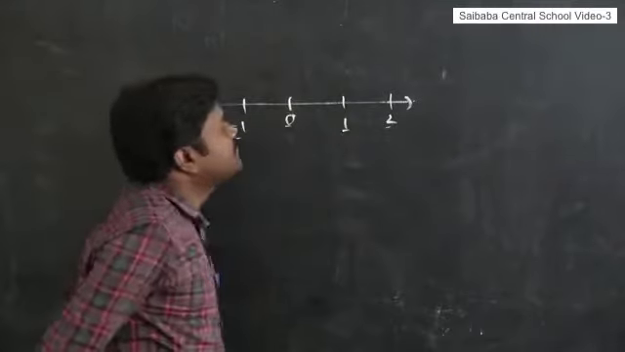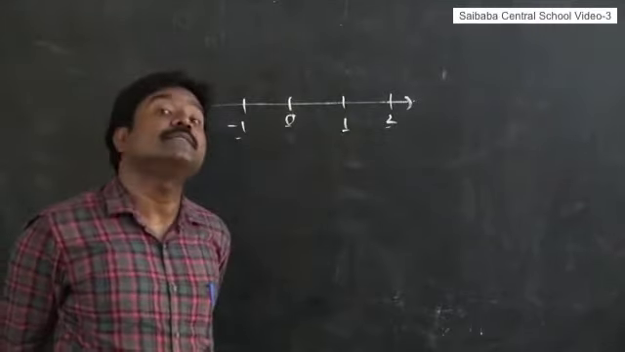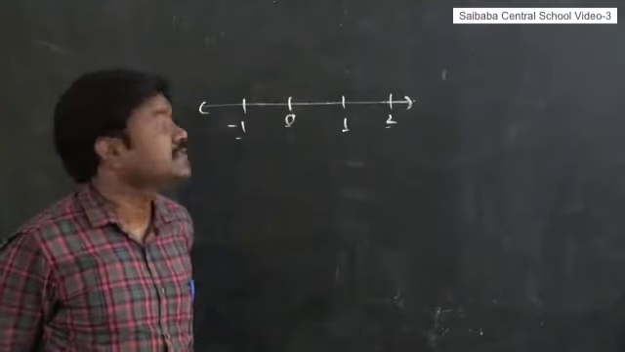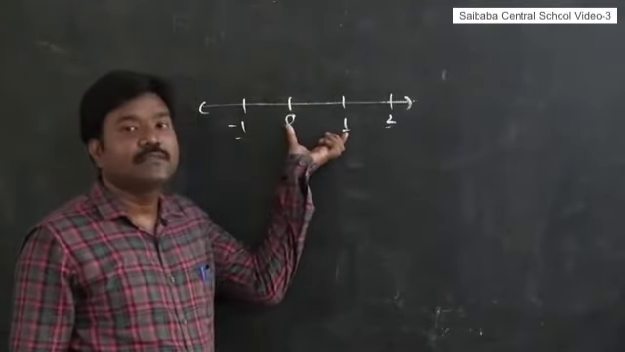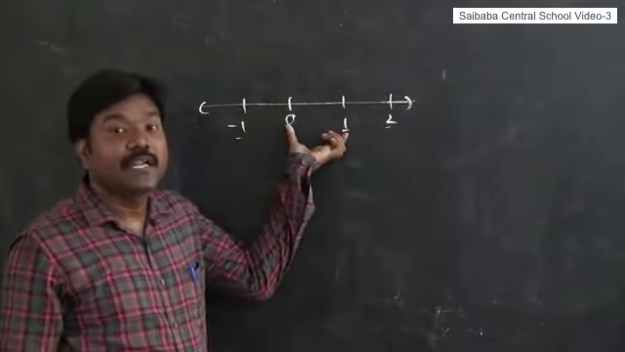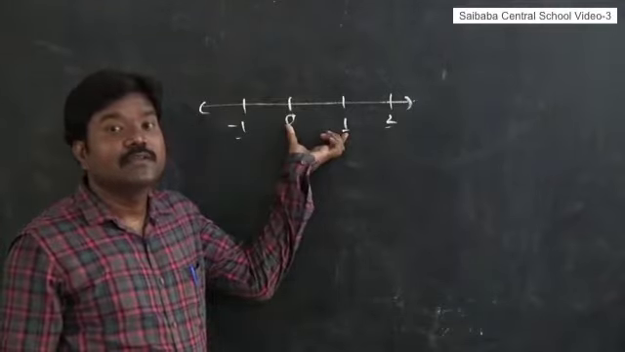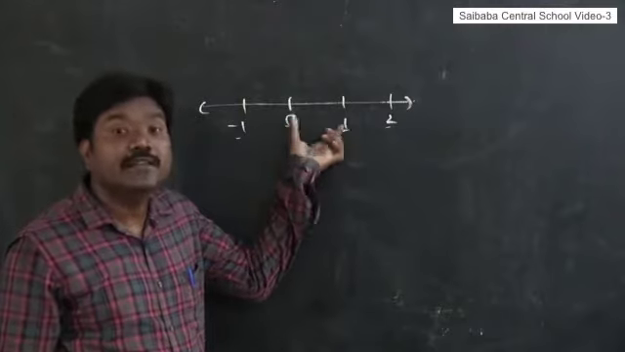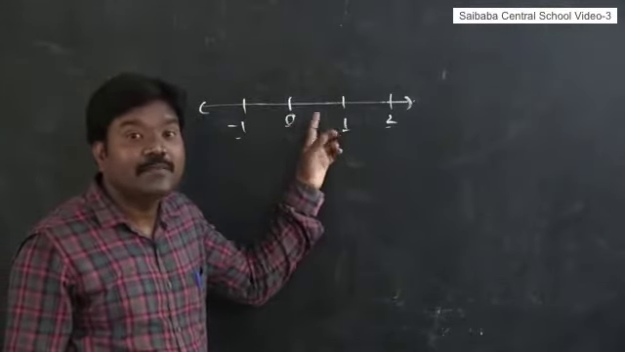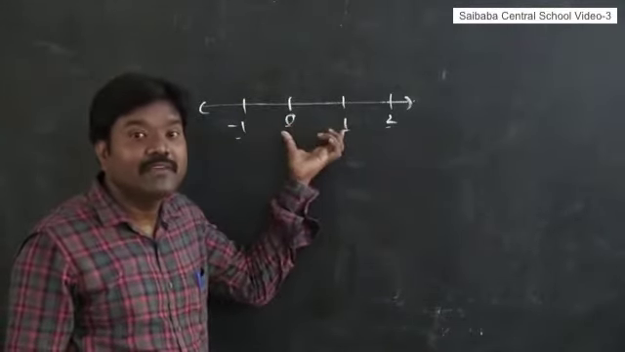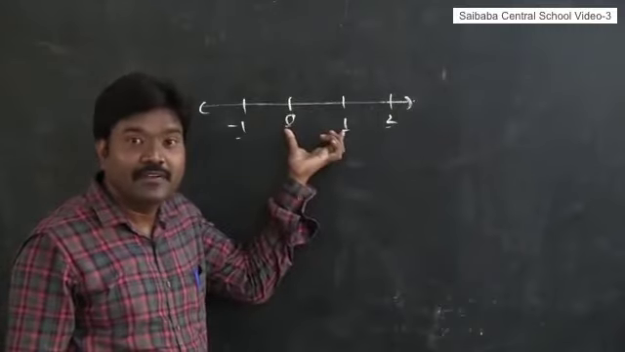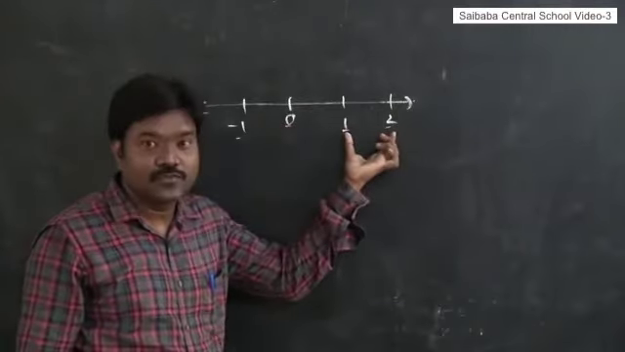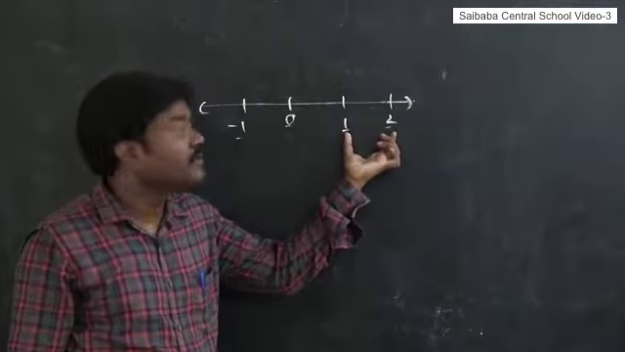Between these two rational numbers, how many rational numbers are there? Between 0 and 1, is there any rational number? Is there any p by q form number? There is. What is that? 1 by 2 is there in between, 1 by 4 is there in between, 1 by 8 is there in between, and 1 by 6 also there in between.